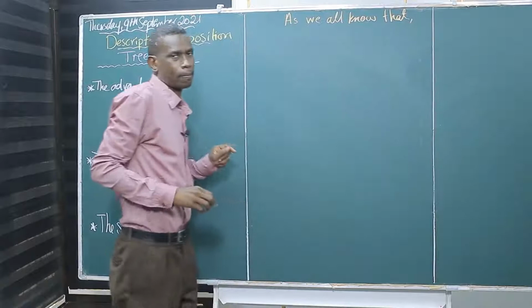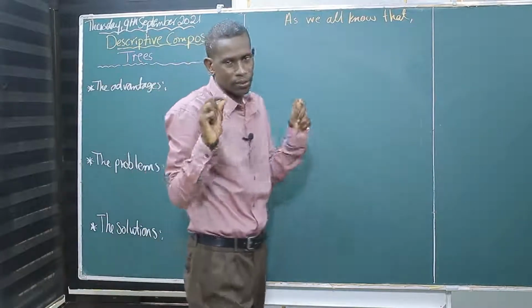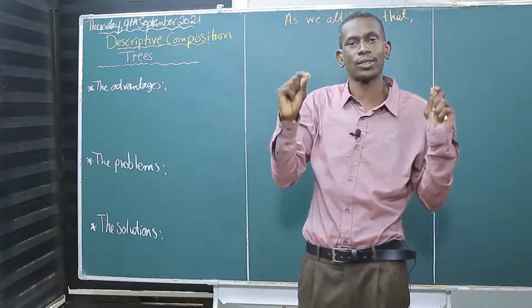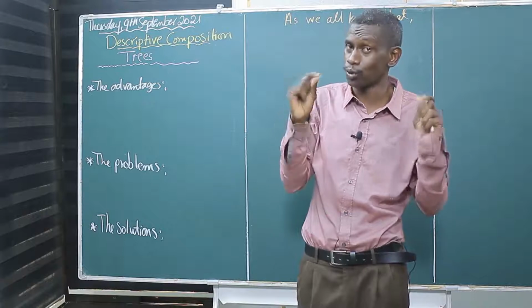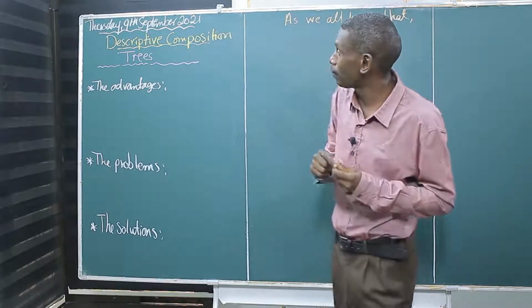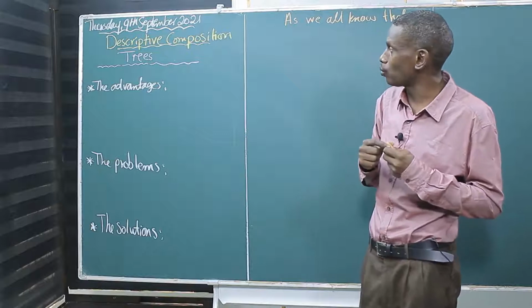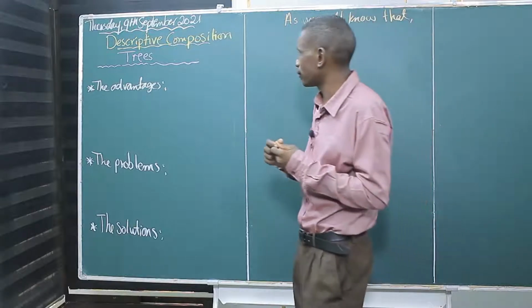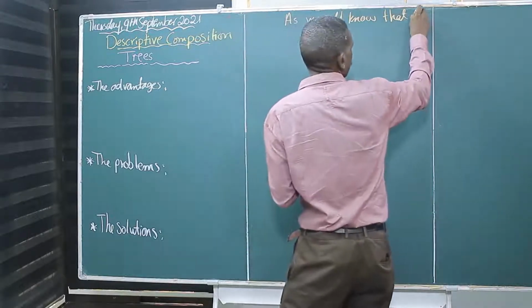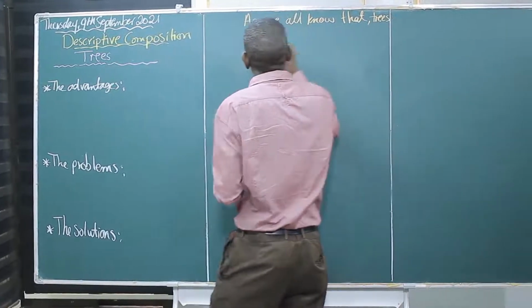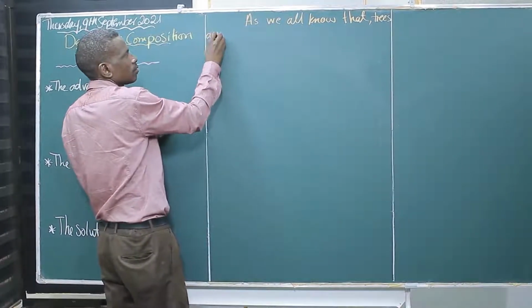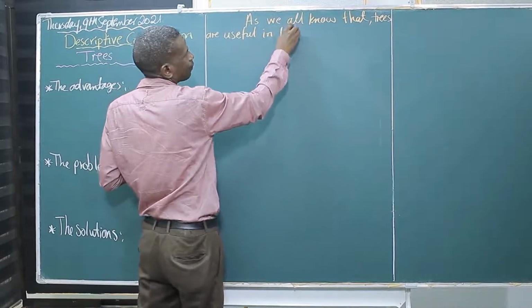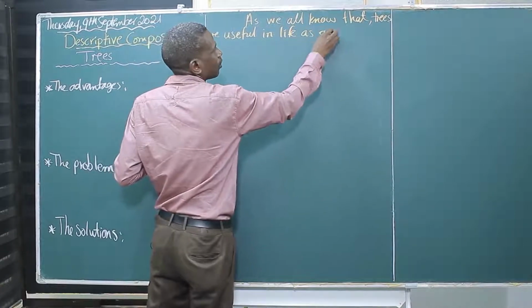This is a keyword. Absolutely, we're going to use the present simple tense. In descriptive compositions, generally we use the present simple tense. The present simple tense is recommended to do the job properly. As we all know that trees are useful in life as general.